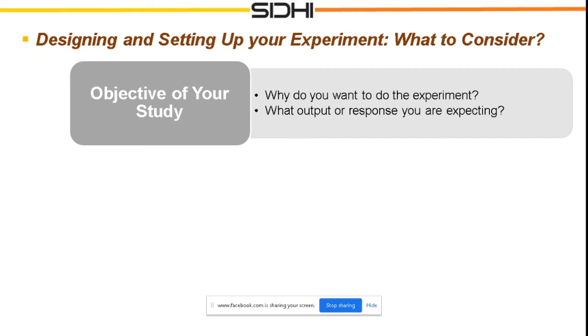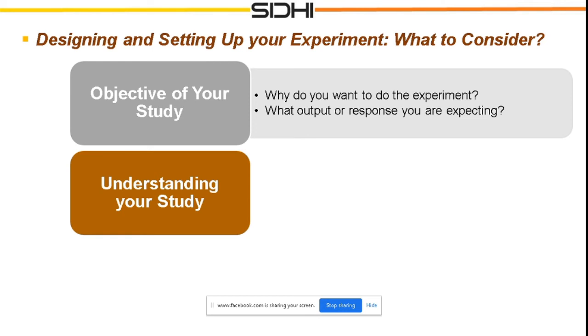Okay? What output or responses are you expecting? Ano yung ina-expect mo na ma-measure dito? Are you expecting an increase in height, for example, if you're dealing with plants? Are you expecting a huge zone of inhibition if you're dealing with an antibacterial study? What is your hypothesis? So the first and most important thing is that you need to understand your objectives and you need to know your hypothesis. Second, you need to understand your study, the entire study, before going into that.